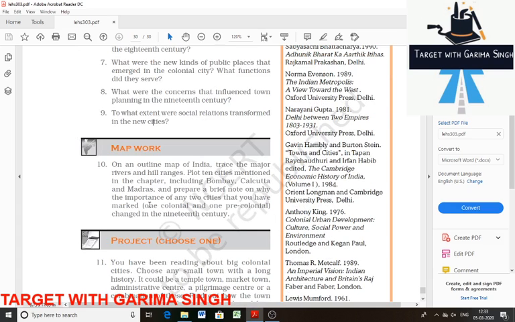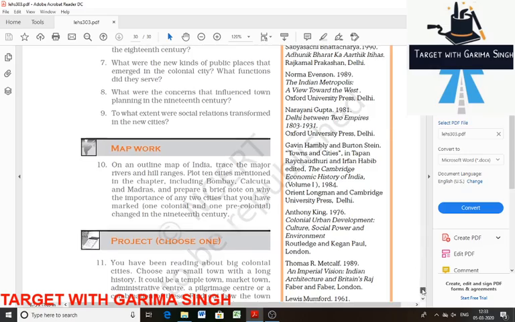Then third is map work. You have to do in the map major rivers and hill ranges, plot densities mentioned. So for rivers you can mention Ravi, Satluj, Ganga, Yamuna, Beas, Kosi, Narmada, Godavari, which are touching or going through these states. Then major hills like Himalaya, Aravali, Vindhyachal, Satpura, Karakoram, and many more. So these you can write in this one.